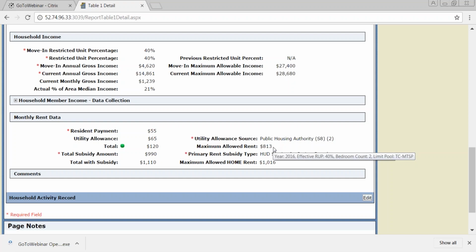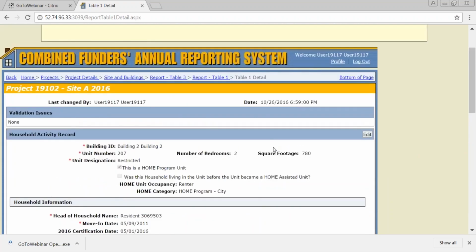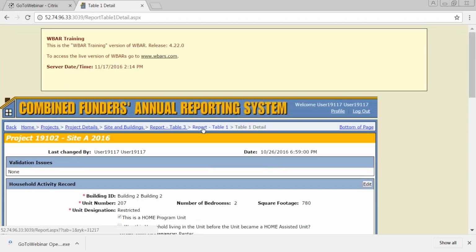Any questions about low home, high home, rent limits? All right, we're going to keep moving along. Bear with me while it refreshes here.